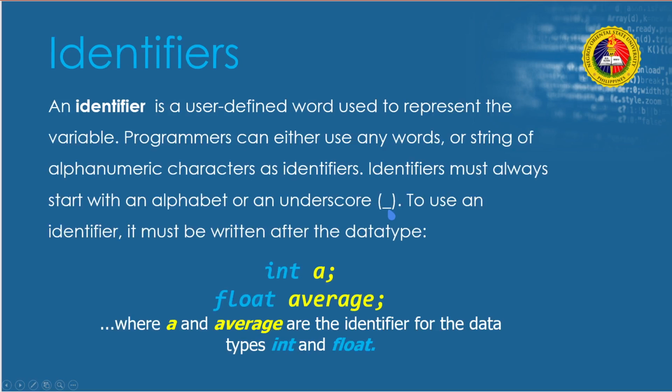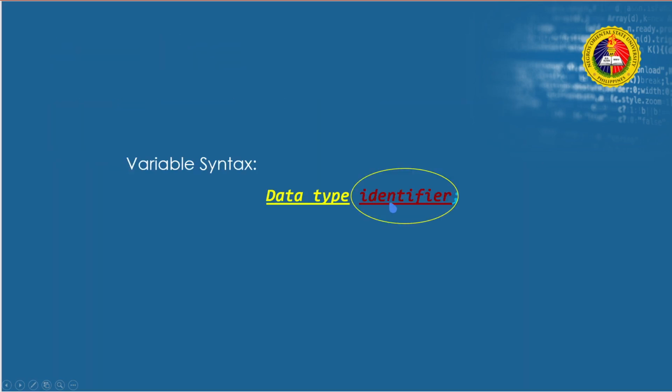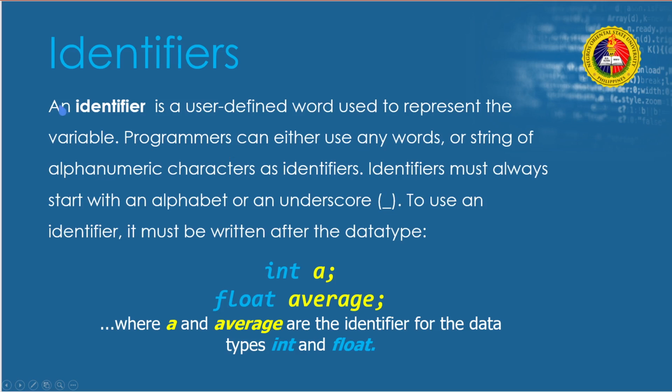Okay, next let's talk about identifier. So pretty much in creating an identifier, it will be totally up to us. We can write whatever we want, so long as it has letters. But there are a few things that we have to think about when writing the identifier. It's called variable name, identifier. An identifier is a user-defined word used to represent the variable.